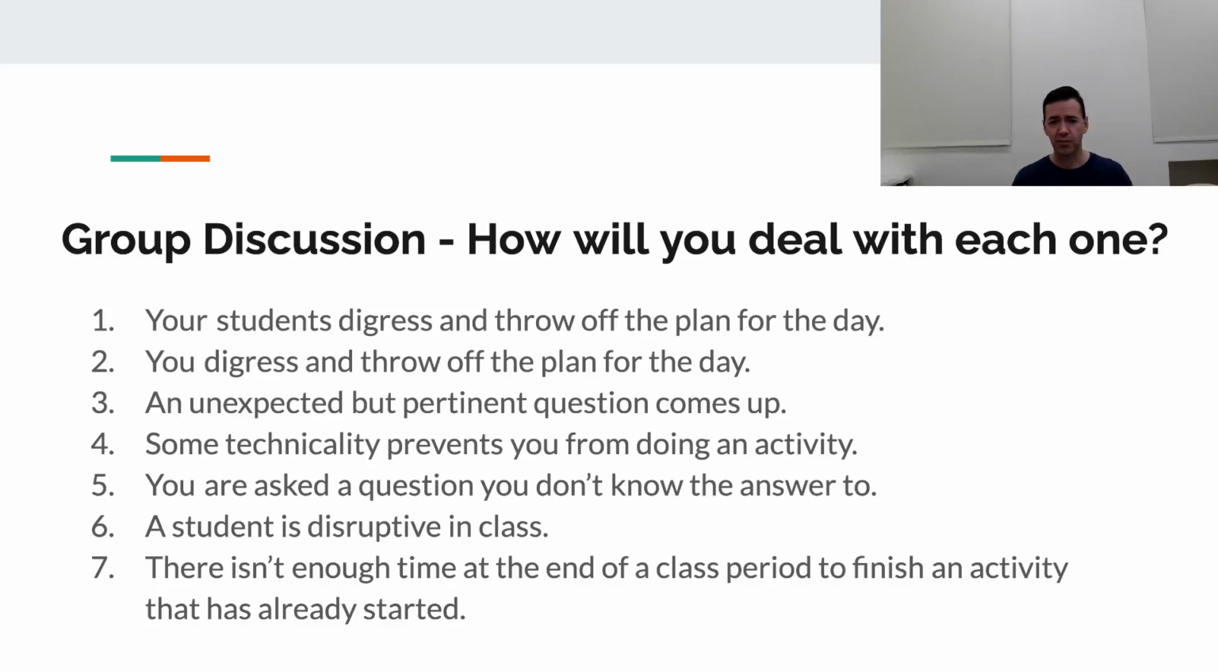Some technicality prevents you from doing an activity. This is why in your lesson planning, you always need a plan B, always, especially if technology or something is the main source of the activity. If the power goes out, the internet goes down, these things happen. And so what will you do afterwards? You can't just send the kids home, unfortunately.